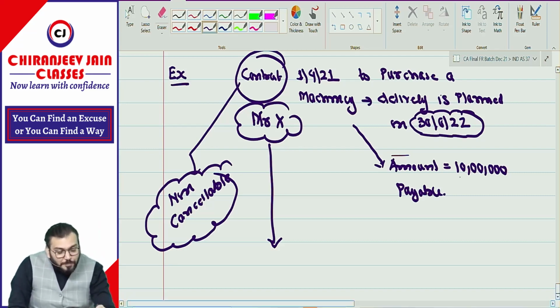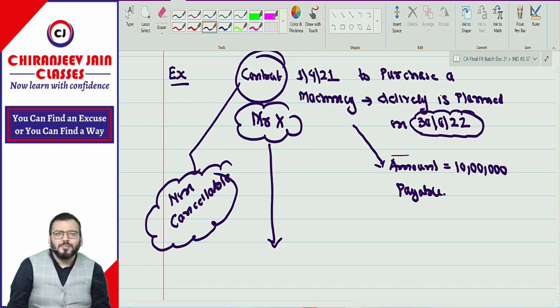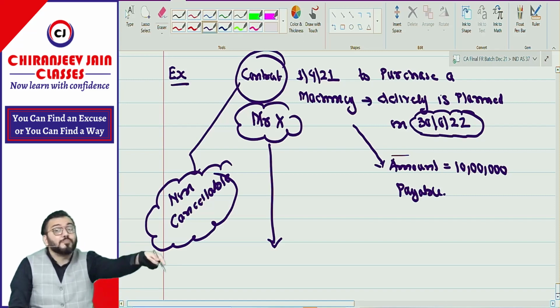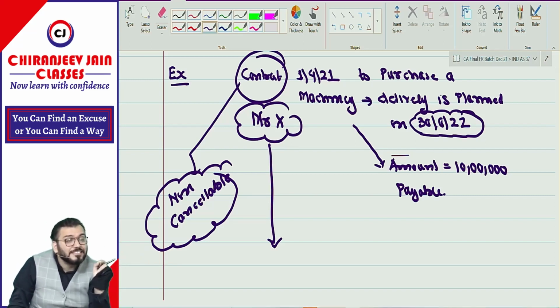Should we recognize a provision or liability of 10 lakh? Yes or no? Apply your common sense. Why? It is a future event. First, the machinery needs to be delivered. So both parties have not performed their part of the obligation. So for an executory contract, Ind AS 37 says it will not be applicable. What is not applicable? Ind AS 37 is not applicable.